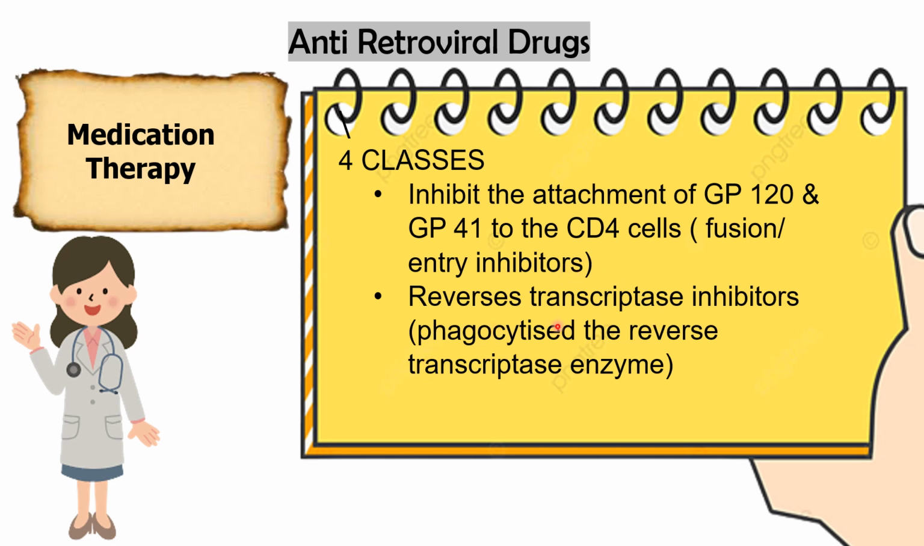While the reverse transcriptase inhibitors, or the second class, the new DNA cannot be built correctly. In turn, genetic material cannot be incorporated into the healthy genetic material of the cell and prevents the cell from producing new viruses.